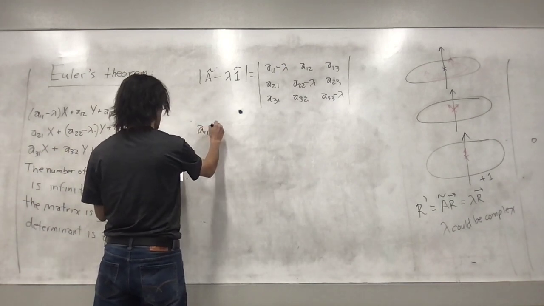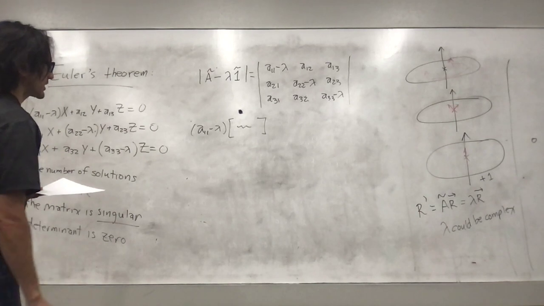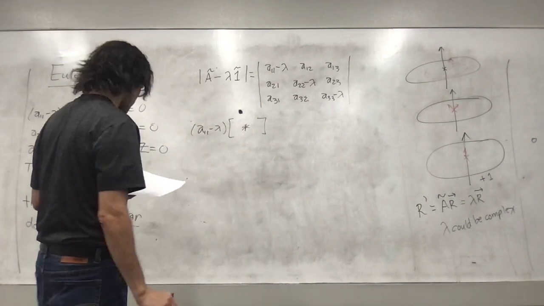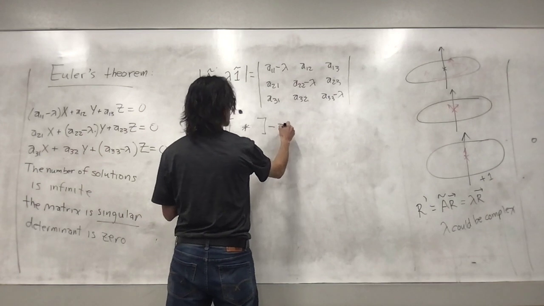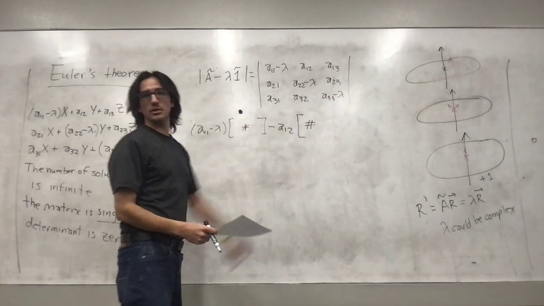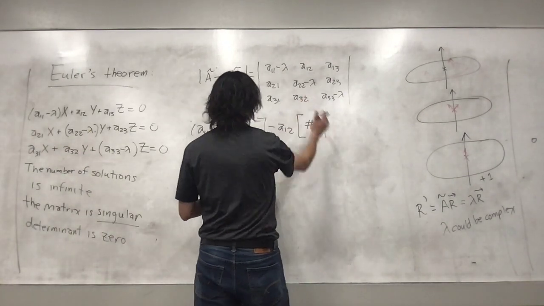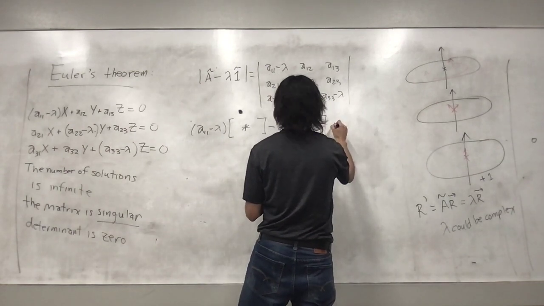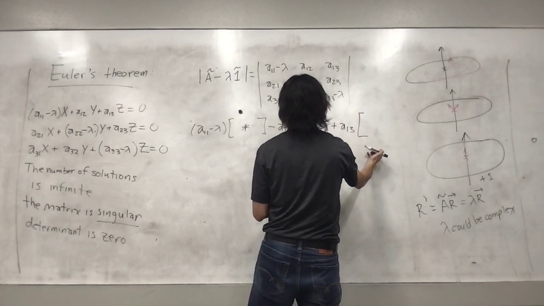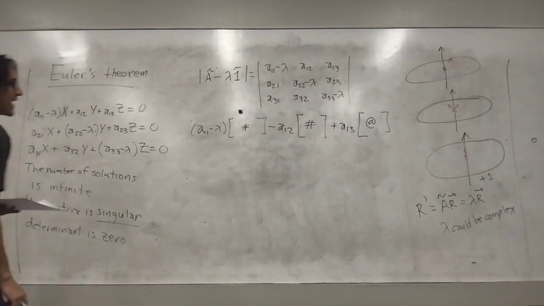it's gonna be A11 minus lambda, and then this stuff, I'm just gonna put it like that. Well, I don't know, I'm gonna call it star. Minus A12, and then we have, how do you guys call this one? Young folks? Pound. And A13, what other symbol can I use? At. Is that at?